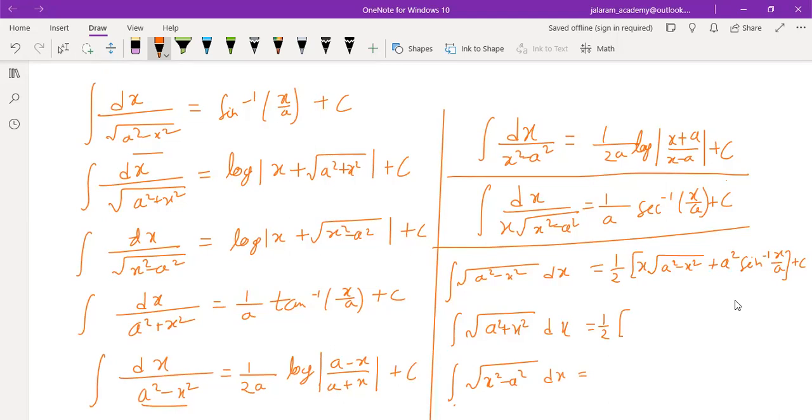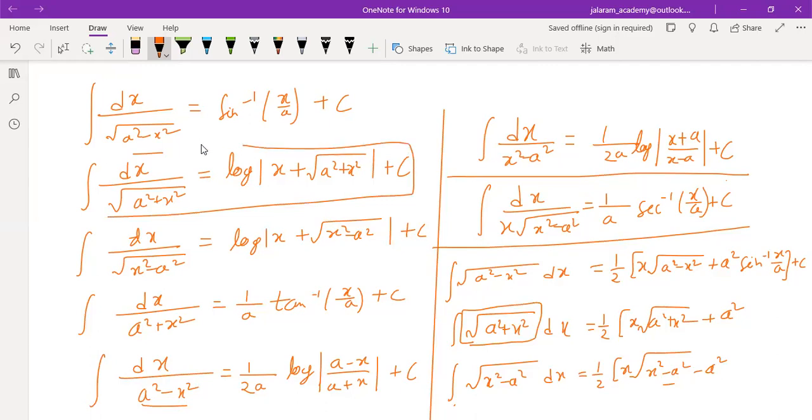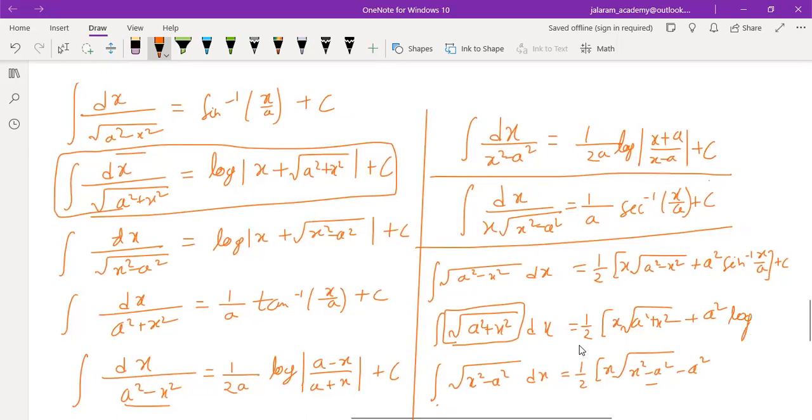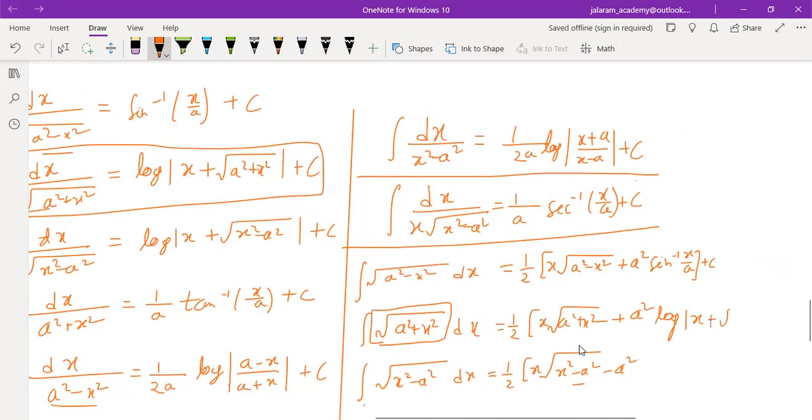For the first term, you can remember them like this: first term x outside the bracket and then the integrand, root a square plus x square or root x square minus a square. Second term starts with a square. In this, it is minus a square. So in place of plus, we have to write minus only. And the next term is obtained by integration of 1 upon root a square plus x square, which is log x plus root a square plus x square plus c. Is that clear to you?